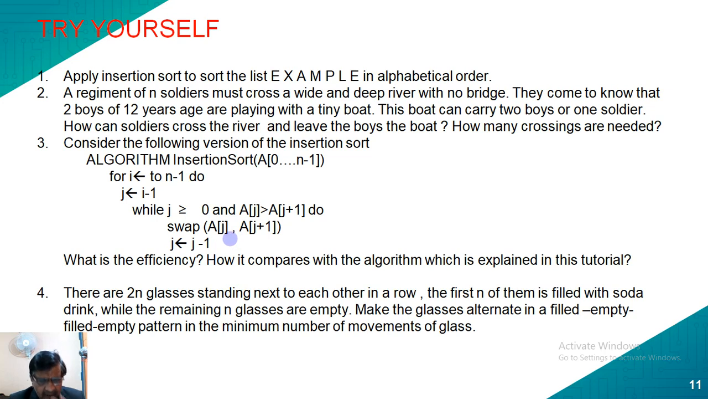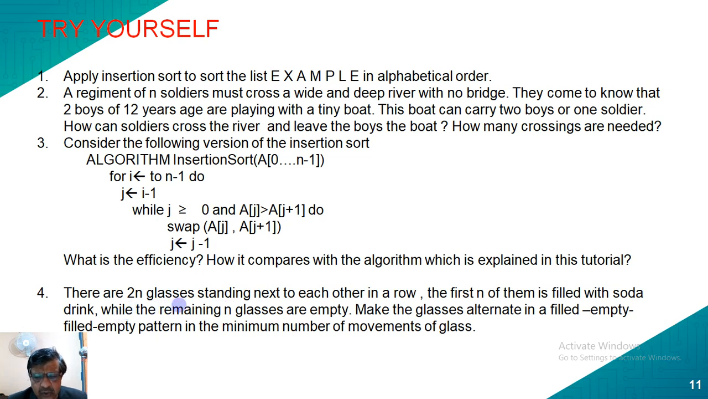A of j is to be poured into a temporary container and this should get vacated, then A of j plus 1 is to be filled into it, A of j plus 1 is to be vacated, and whatever temp contains is to be poured into this. So there will be 3 processes in swapping. That is avoided in the earlier part of the algorithm. That is the only difference. What is the efficiency? Efficiency remains the same. How does it compare with the algorithm explained in this tutorial? This one has the drudgery of swapping, many swappings.